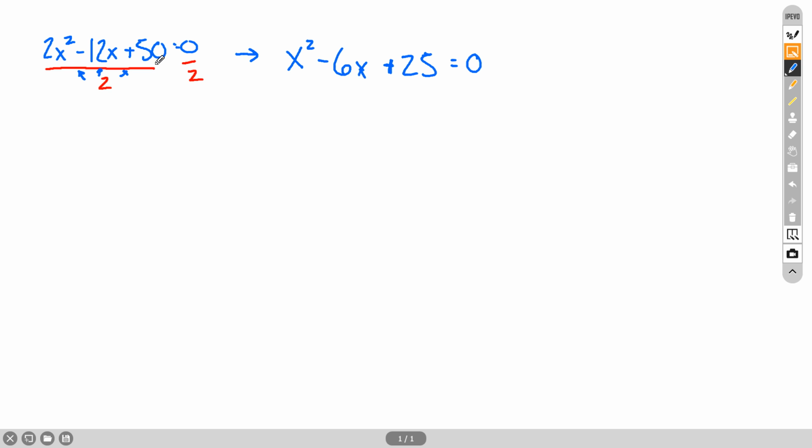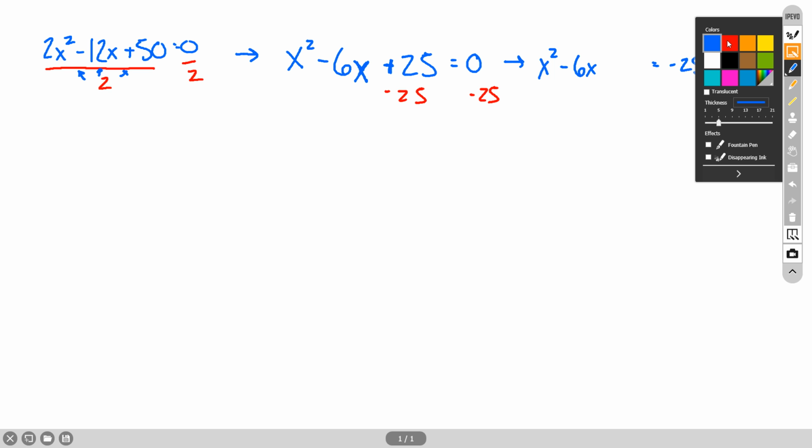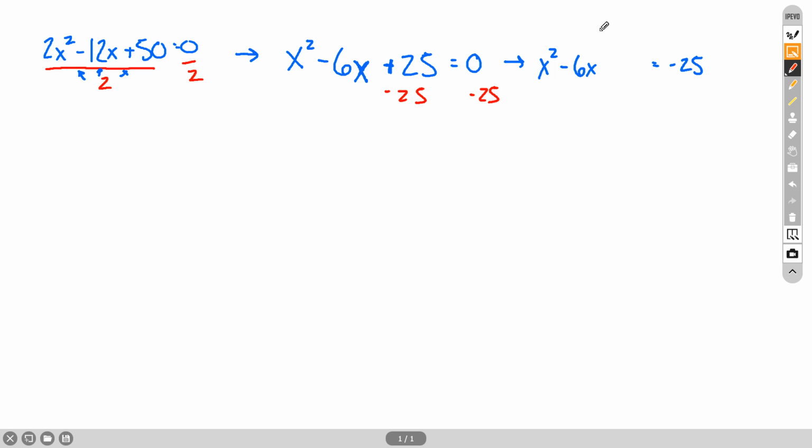Alright, this is just the division property of equality, which is the same thing as the multiplication property of equality. Alright, 25 would be more useful on the other side. So that's going to give me x squared minus 6x. On the other side is negative 25. And then I'm looking for the number that will complete the square on the left side, which will make a perfect square trinomial over here that I can then factor into a perfect square.